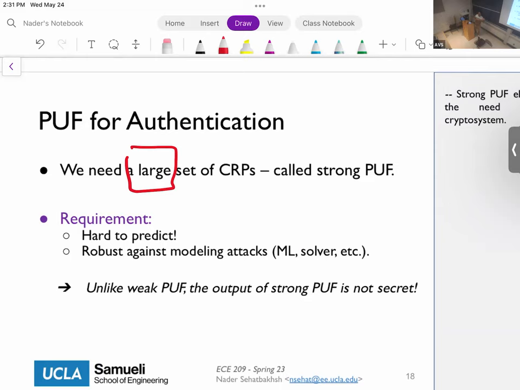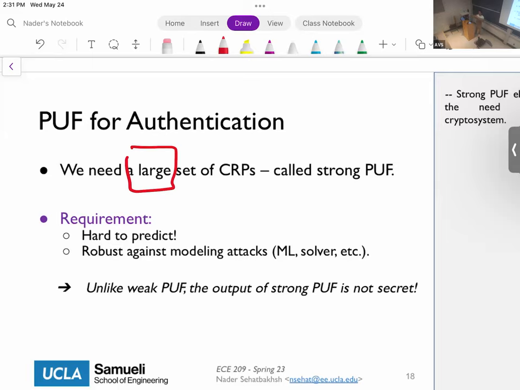The usefulness of this is that it's useful for IDing. If you want to ID many, many different devices, then a weak PUF wouldn't help. You need to have different challenges and different responses because you keep seeing this, right? So it's kind of like a one-time use password. You send it, you get a challenge, you get a response, you use it. But the next time, if you send the same challenge, you're going to get the same response. So you cannot use it anymore.